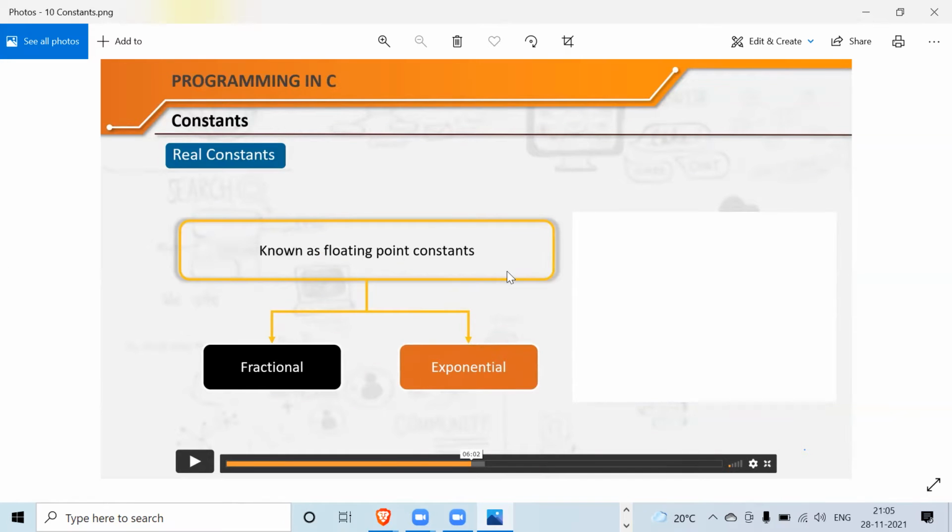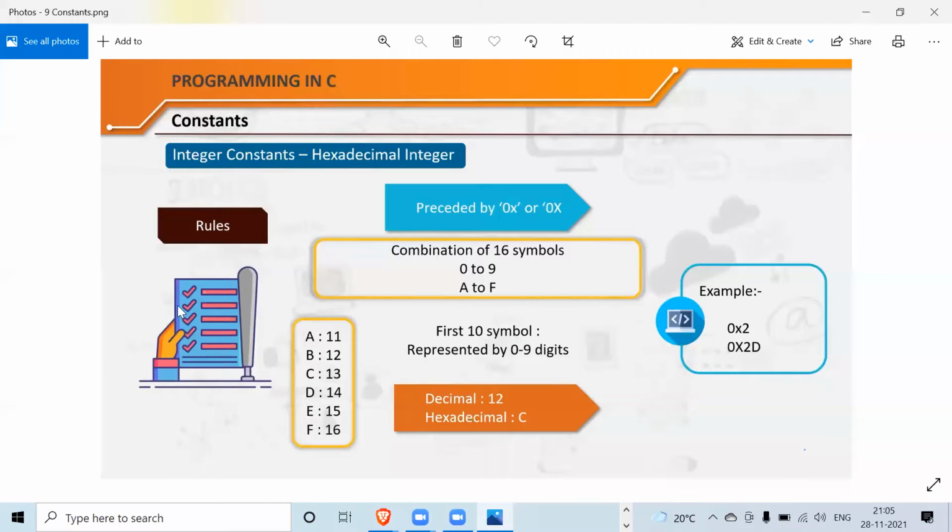In the previous one, you said A is 10, right? Yes, A is 10. Then what about F? F is 15. It's the same sequence. B is 11, C is 12, D is 13, E is 14, and F is 15. Then this one is wrong, right? No, it's not wrong. I will tell you where you are getting confused.